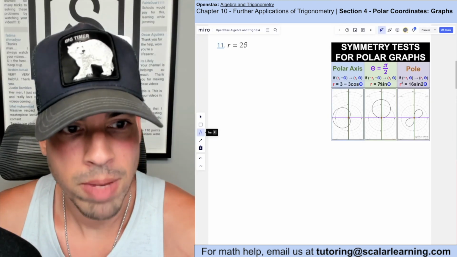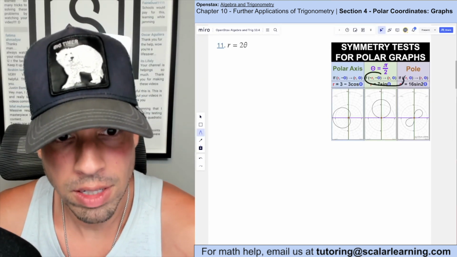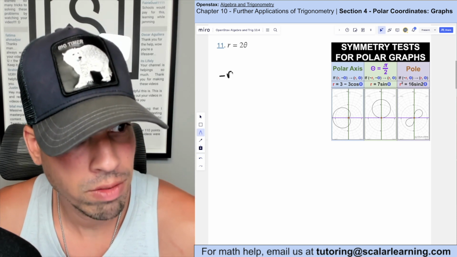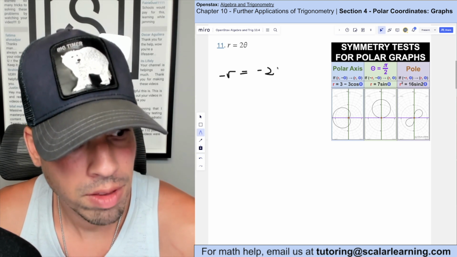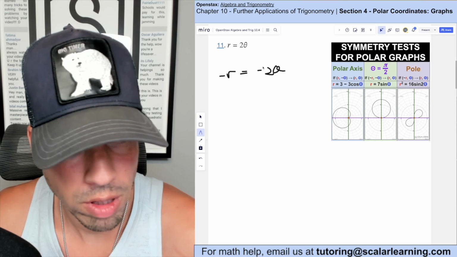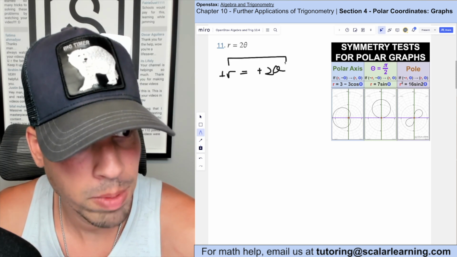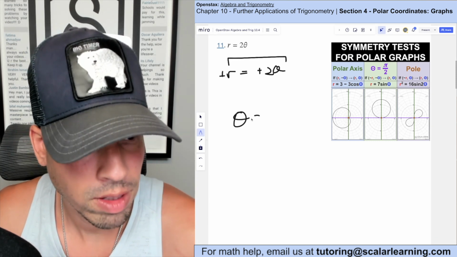For this one, right off the bat, we can tell that the symmetry it's going to have is this one, because if I plug in negative r and I plug in negative theta, I get negative r equals -2 theta divided by -1, they cancel out, and it goes back to the original. So I know I have this symmetry.